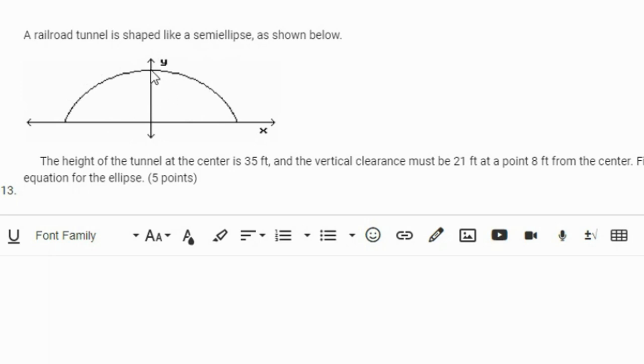So you know that point right there is (0, 35). But you know (8, 21) has to be a point on that. So think about that one. Don't jump right into it without giving some thought to what you're looking for. This has to be 35. So that means if that's 35, the ellipse is a total of 70. So that means really B is 35, right? Because the minor axis is 35 from the center. So that gives you your B right away.